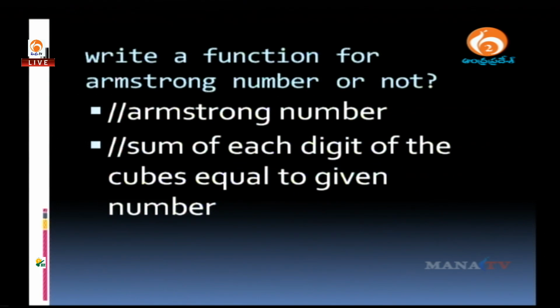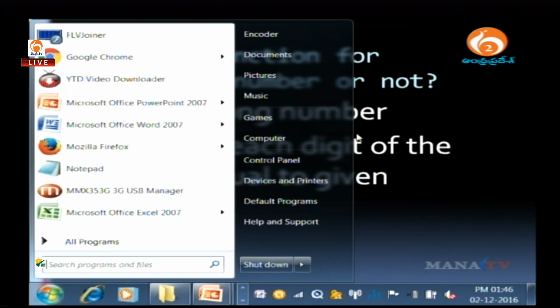Once we are given any number, we check whether it is an Armstrong number or not. First of all, we will see what an Armstrong number is. An Armstrong number is nothing but a number where the sum of the cubes of each digit is equal to the given number.